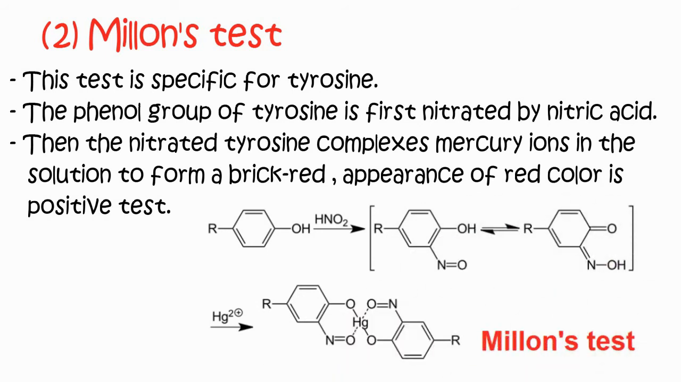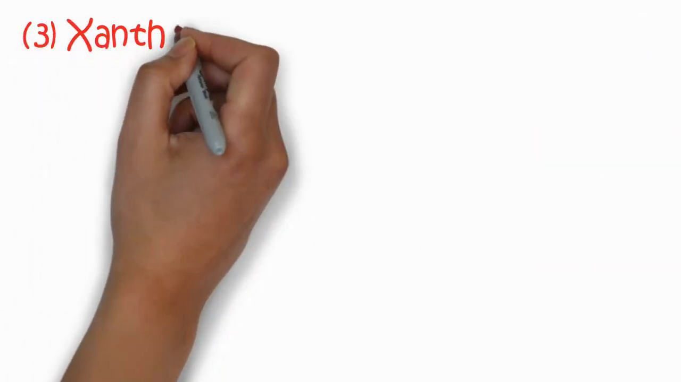This is the mechanism of the reaction, in which tyrosine react with the nitric acid, and then in the presence of mercury, a complex is formed, which is red in color.